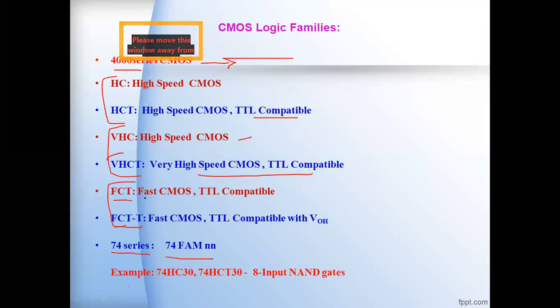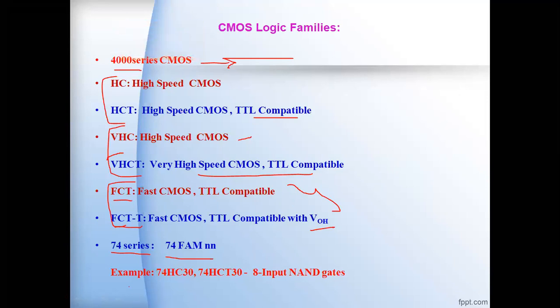Here also, the same: fast CMOS TTL compatible, fast CMOS TTL compatible with VOH. So it is mainly to be compatible with the TTL, not for CMOS to CMOS. Anyhow, the CMOS gates will be easily compatible because of the low output impedance and low currents. But interfacing a TTL input gate to a CMOS output is a somewhat tough job, because the electrical characteristics are different.